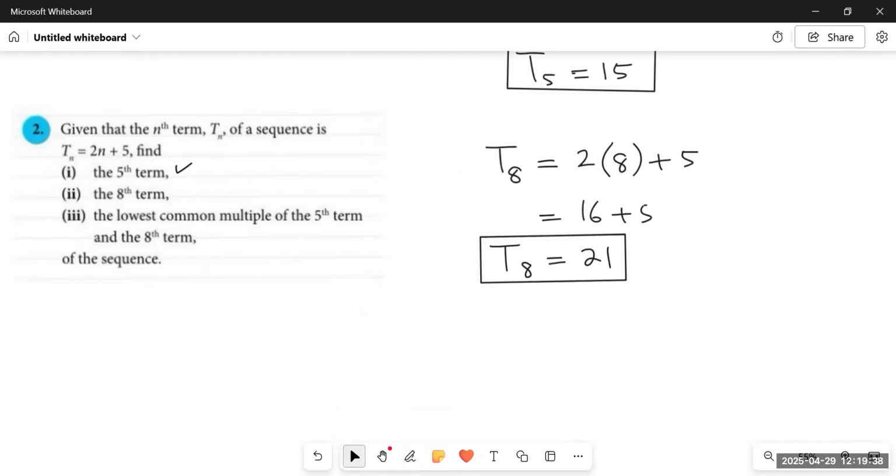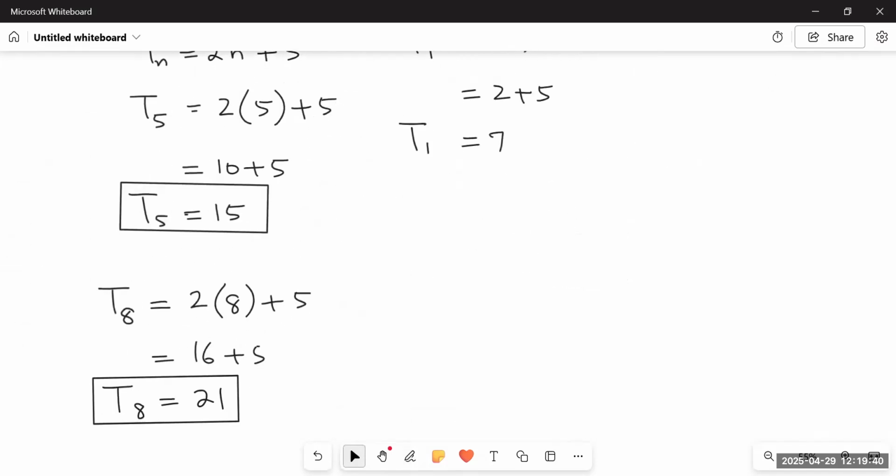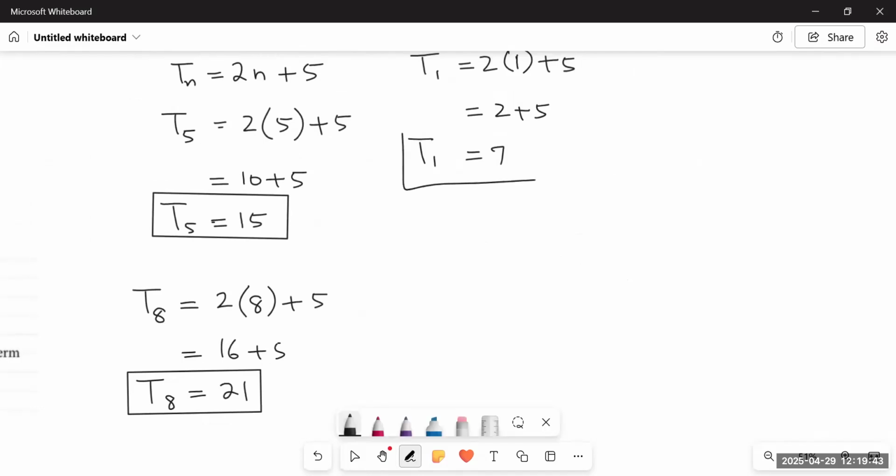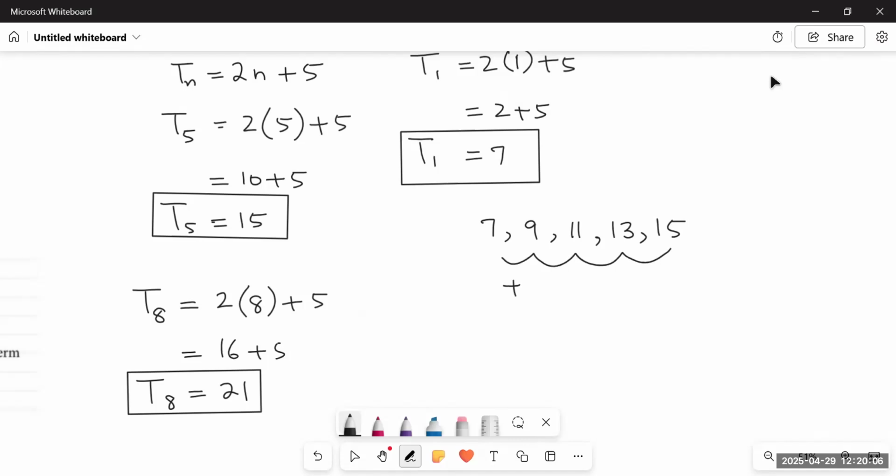Okay. Now, students, using these terms, we can write down the sequence as well on our own. So the second term would be T2, that is 2 2s are 4 plus 5, 9. So the sequence would be like this: 7, 9. T3 would be 2 3s are 6 plus 5, 11. T4 would be 2 4s are 8 plus 5, 13. T5 we have already found as 15. So you see the common difference between each two terms is plus 2. And it's a linear sequence. So the 6th term would be 17, the 7th term would be 19, and the 8th term would be 21. Hence proved that the terms we have got are absolutely correct.